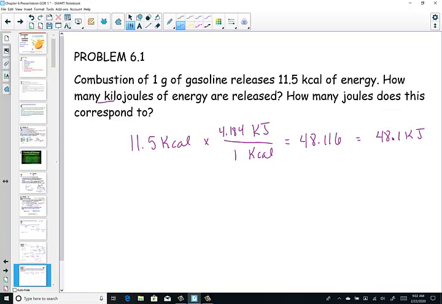How many joules does this correspond to? Well, that's just changing our kilojoules into simply joules. And we know kilo means 1,000. So there's 1,000 joules in 1 kJ. That means we're going to take our decimal and move it 3 spots to the right. So that becomes 48100 joules. No decimal point, so I can retain 3 sig figs.